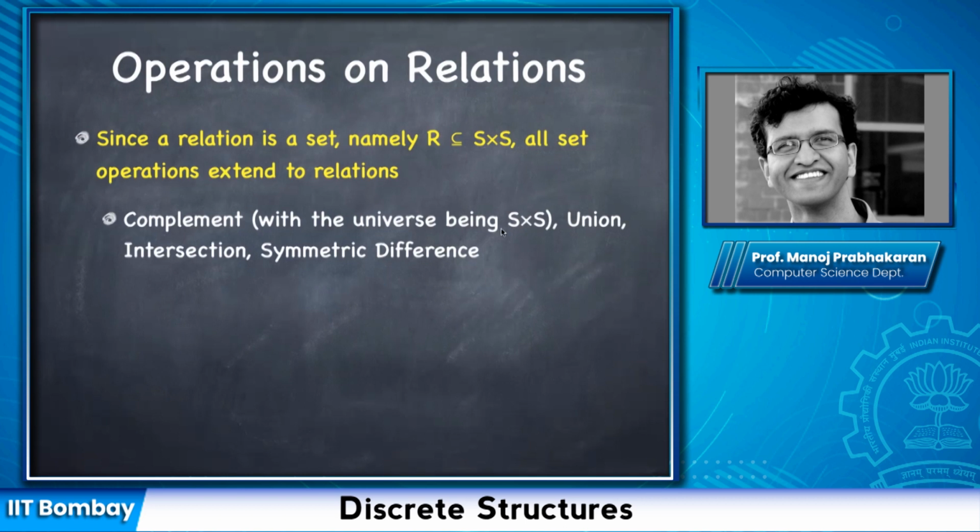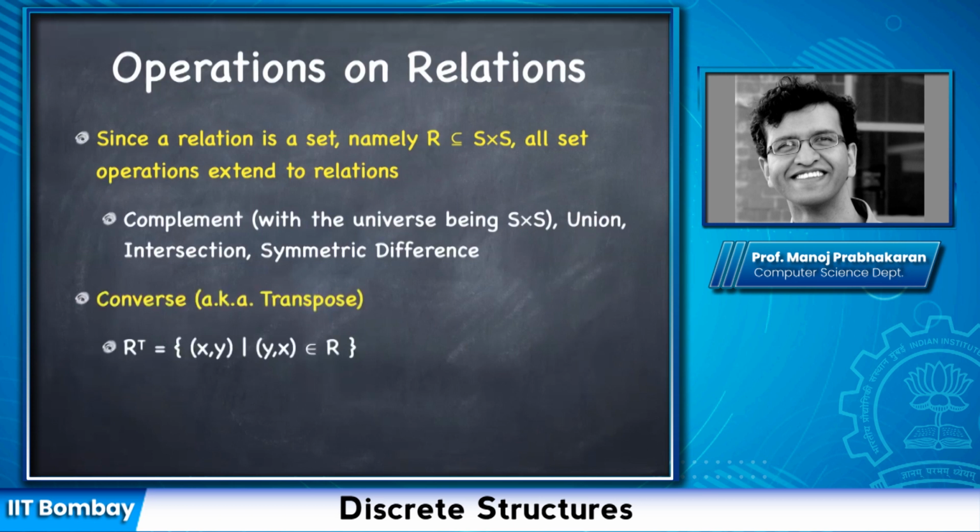You could also talk about binary operations, so union, intersection, symmetric difference. All the set operations translate to operations on relations. And again, all the properties we had, like associativity. So you could have union of multiple relations, not just 2 relations, and that's a well-defined operation on relations. Now, there are some other operations which are not just set operations, or rather they rely on the extra structure in a relation that it is a subset of S cross S.